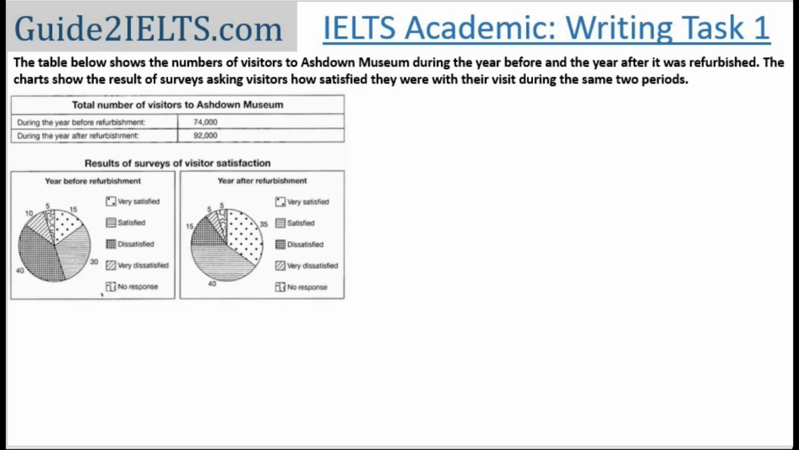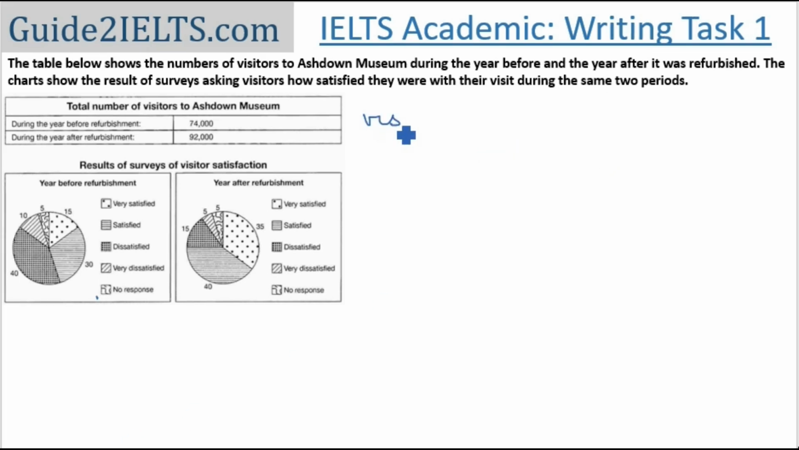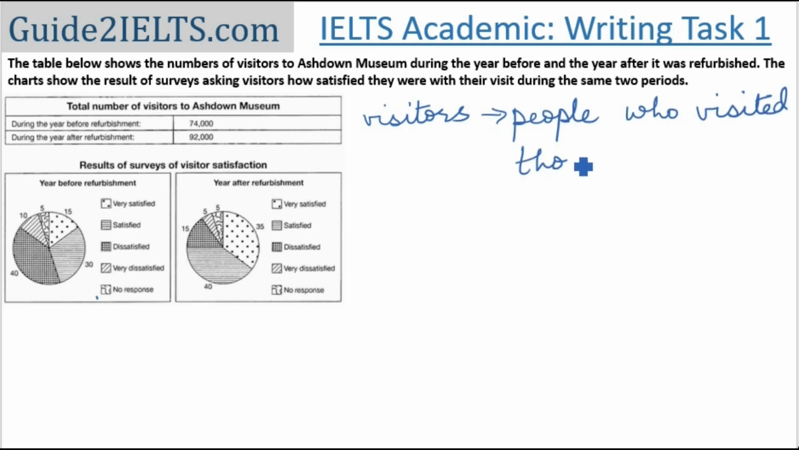For example, in this particular writing, I can change numbers to count or how many. So instead of writing the numbers of visitors, I could write the count of visitors or how many people visited. But I cannot change it to amount because amount is used for uncountable nouns. The word visitors can be changed to people who visited or those who visited or the ones who visited.